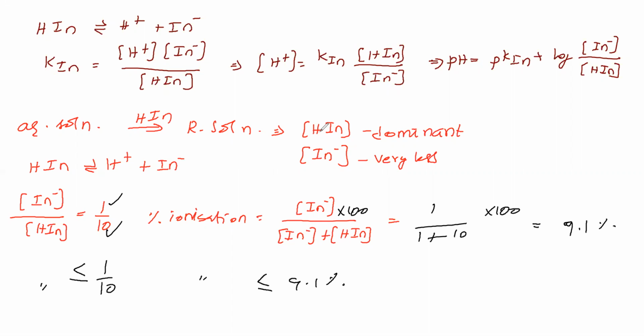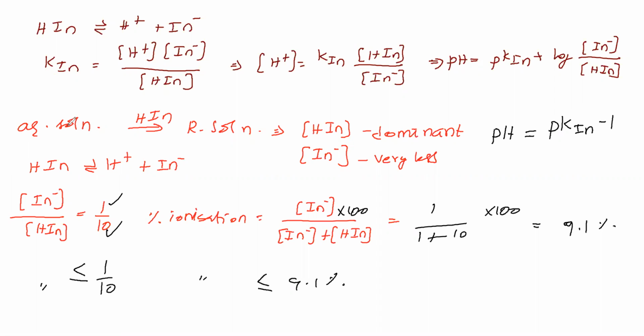Now, how the pH will be, that we will see. Now we will take the pH of the solution. We will take this ratio, 1 by 10, and substitute it here. In this ratio we are substituting 1 by 10. Then log 1 by 10 is 10 power minus 1. Then pH is equal to pK indicator minus 1.